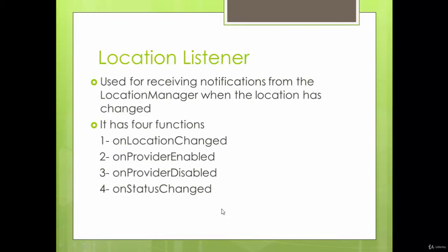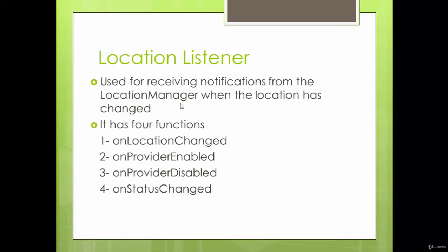Hello everyone. In this video, we are going to talk about the location listener. The location listener is a class used for receiving notifications from the location manager, which has been discussed in the previous video, with the location change. So, when the user changes his location, automatically the location listener gets notified that the user location has been changed, and this location listener will store the longitude and the latitude of the new location for that user.